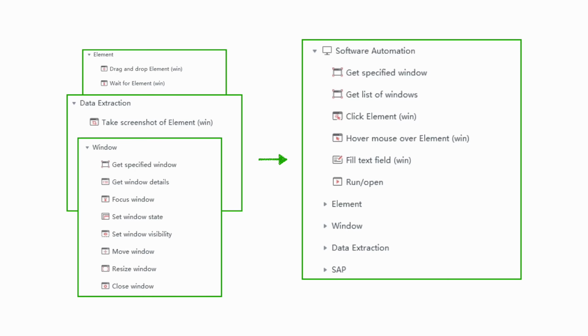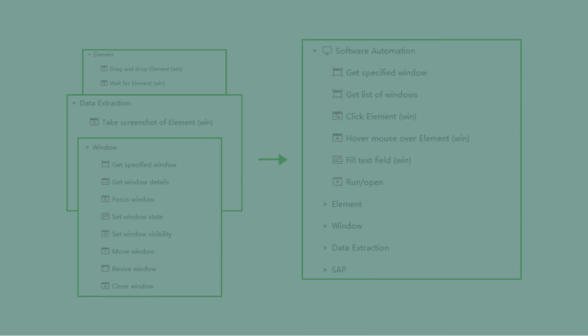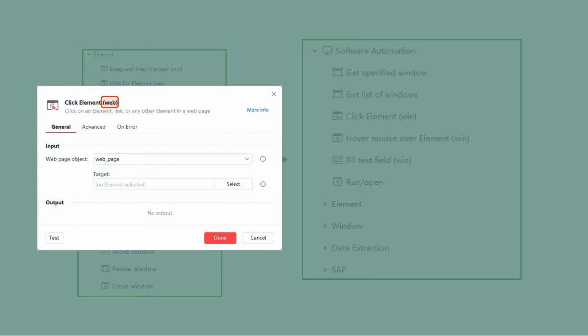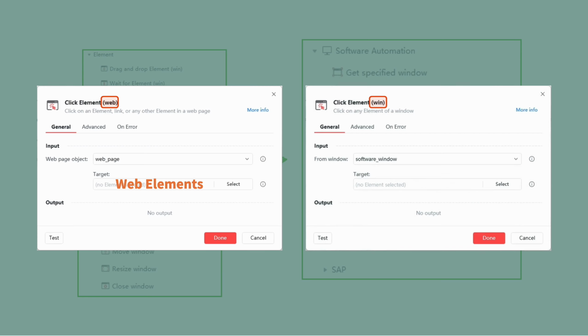One final note to emphasize: every web automation command has a web label, and its target must be a web element. Every software automation command has a win label, and its target must be a software element. Be sure to distinguish between their uses. Don't use software automation commands to operate web elements, and don't use web automation commands to operate software elements. This will prevent flow errors.